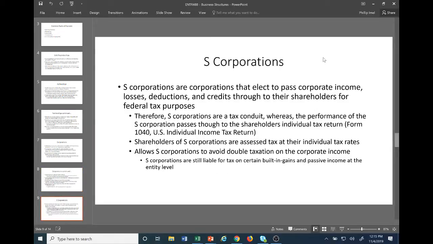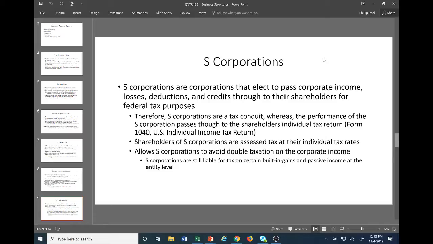Okay, the next form is S corporations. Obviously they elect to pass the corporate income, losses, and deductions to the shareholders for federal tax purposes. So that pretty much makes an S corporation a tax conduit, because it's going to be allocated out to the shareholders proportionate to their investment, and they're going to just attach a schedule on their 1040, just as the other tax conduits would have.